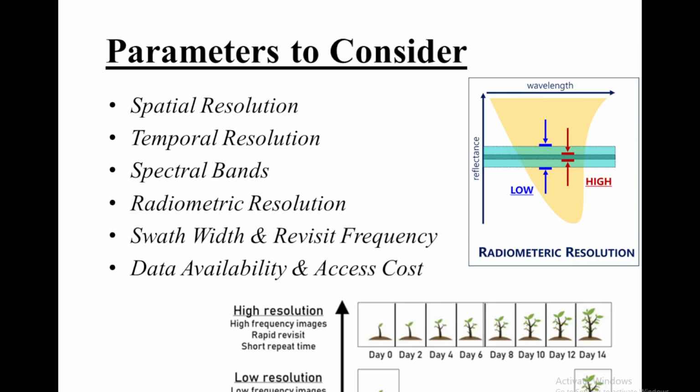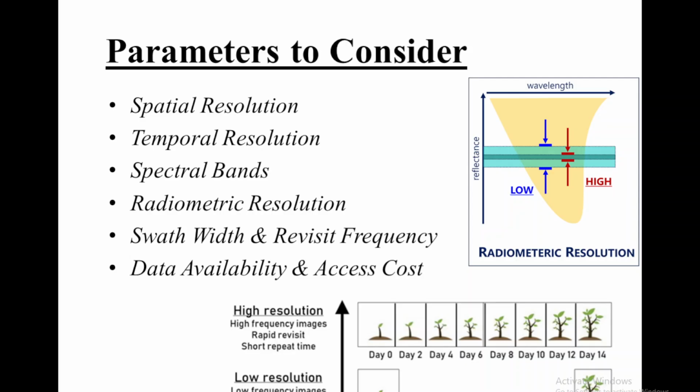Temporal resolution: how often we want to observe a particular change within the feature. For example, if we want to observe the growth rate of a particular crop, then we might require very closely spaced data, maybe every second day. So the repetitivity is high, and we know the growth of a particular crop. But a low temporal resolution means on day 0 I have one image, and on day 14 I have one image. So in between data I am missing. So the temporal resolution also matters.